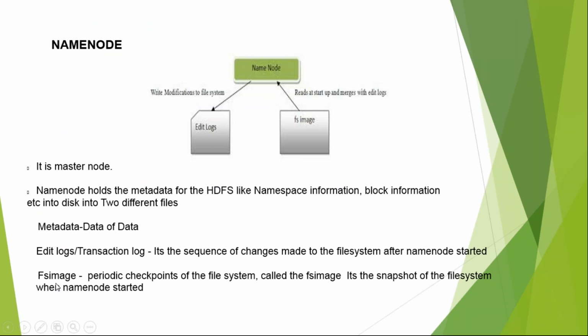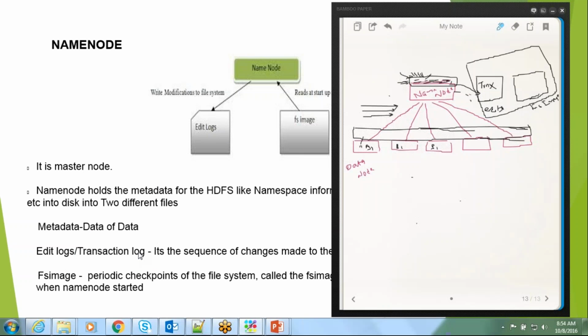Okay, and FS image. Now let me show you this. Now what happened here? The transaction information has been written into edits, right? But the transaction information will not be understood by the name node. The transaction information is raw transactions. It will be understood only by the FS image. Are you guys able to follow? Are any of you stuck anywhere? No. Okay.